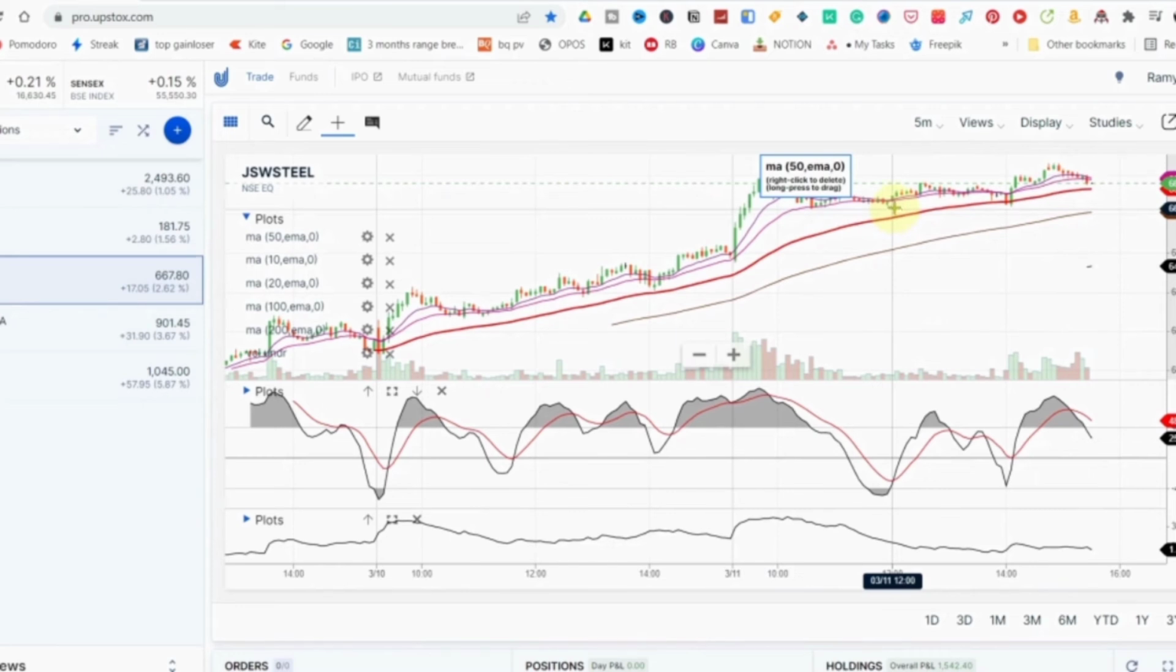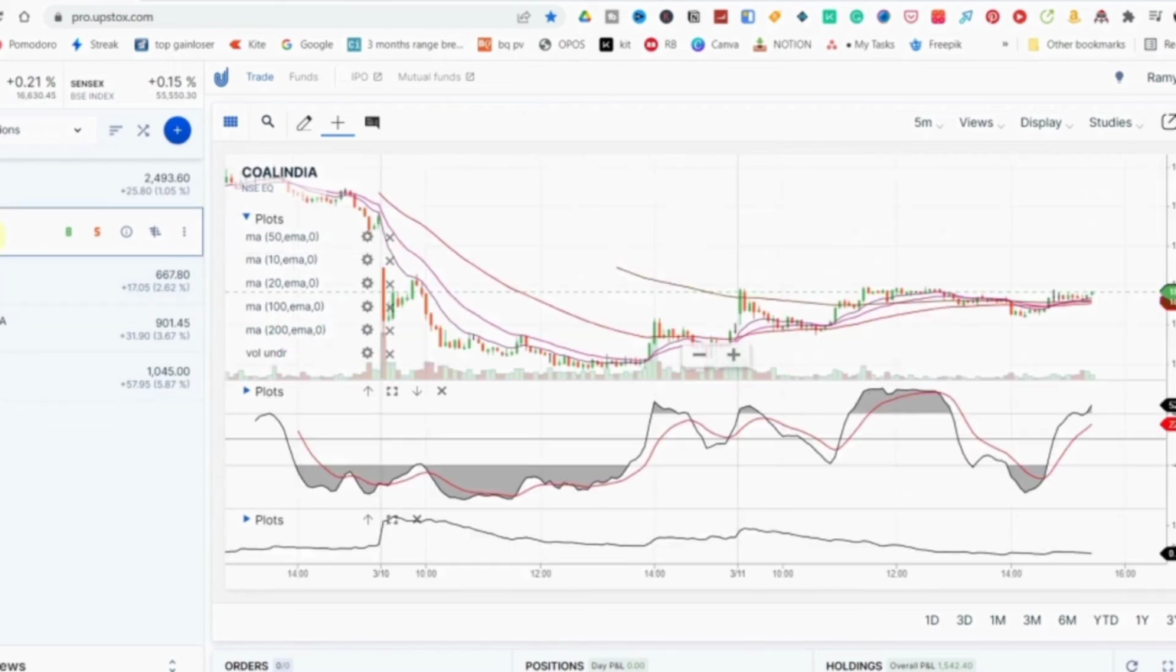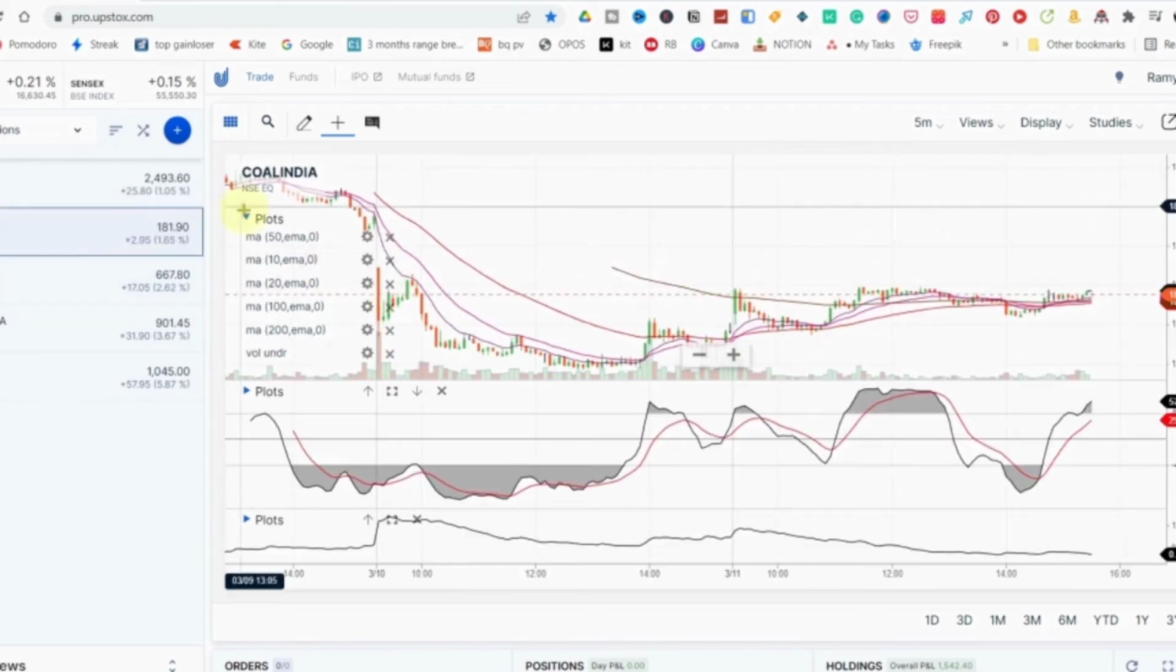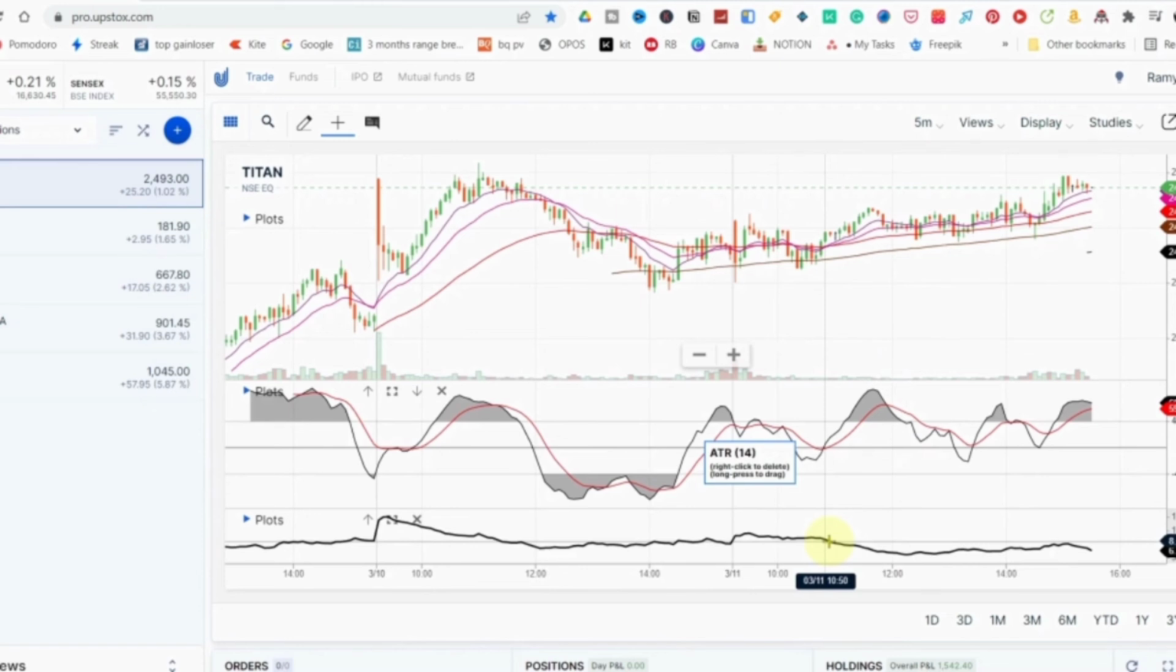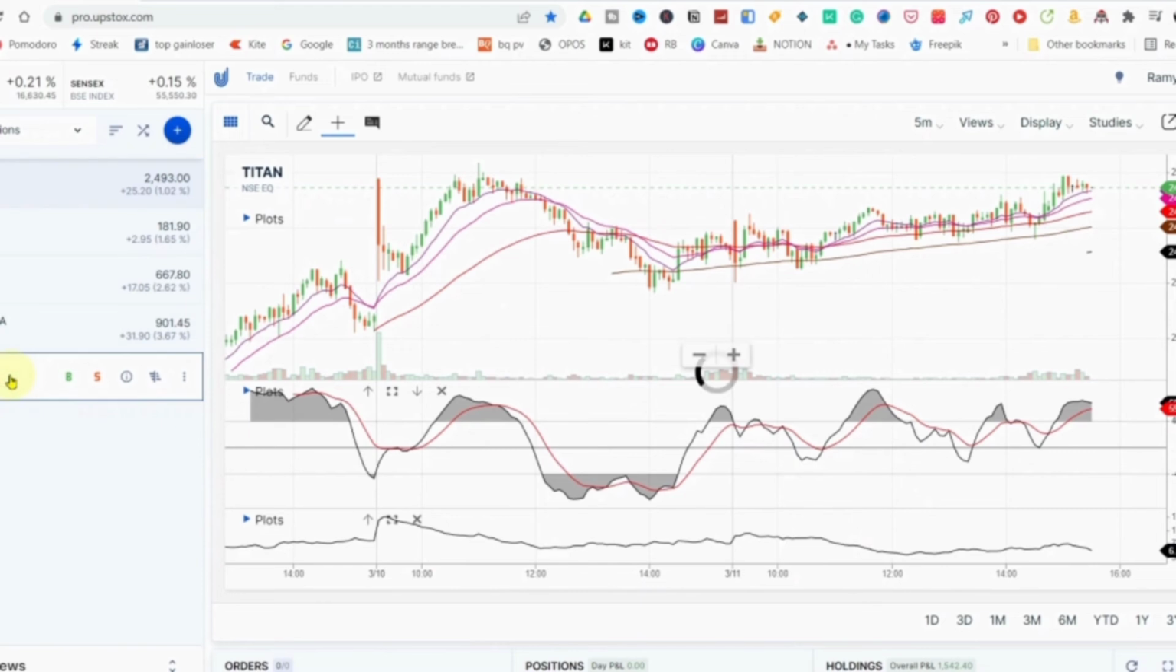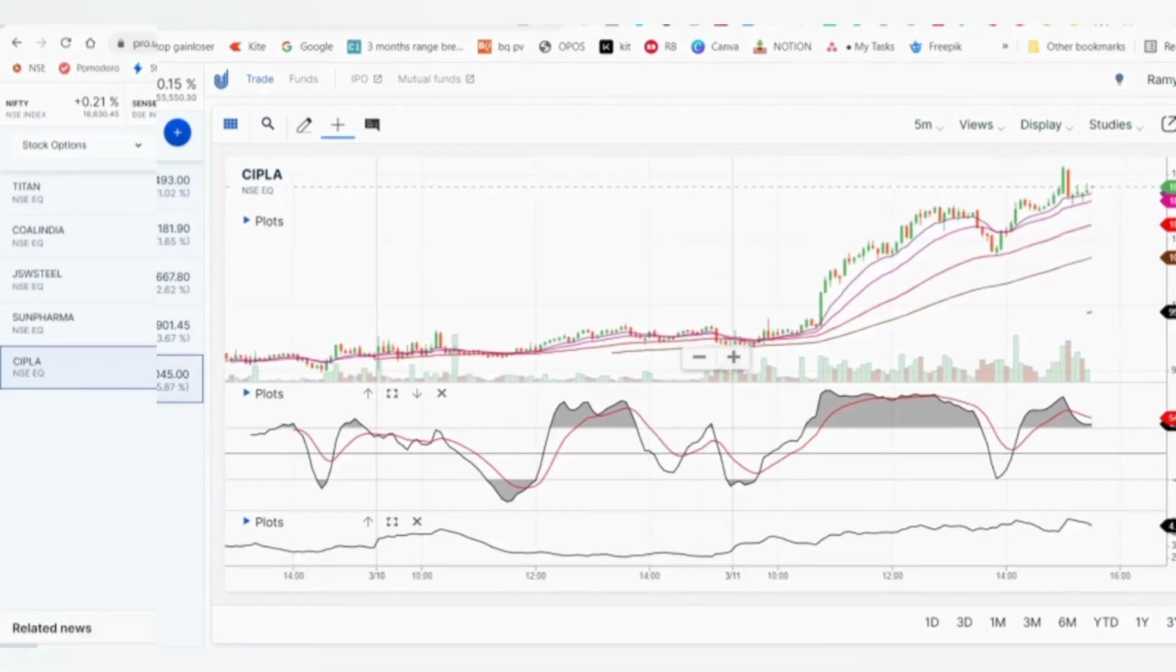So for JSW Steel, also the same, look for the ATR near the pullback. So into 2 would be your stop loss. So that is, for example, if the price is 807 and ATR is 1, your stop loss should be below 805 or at 805. Okay. The same thing for Coal India also. So for Titan is also the same. Look for the ATR and then into 2 would be your stop loss.